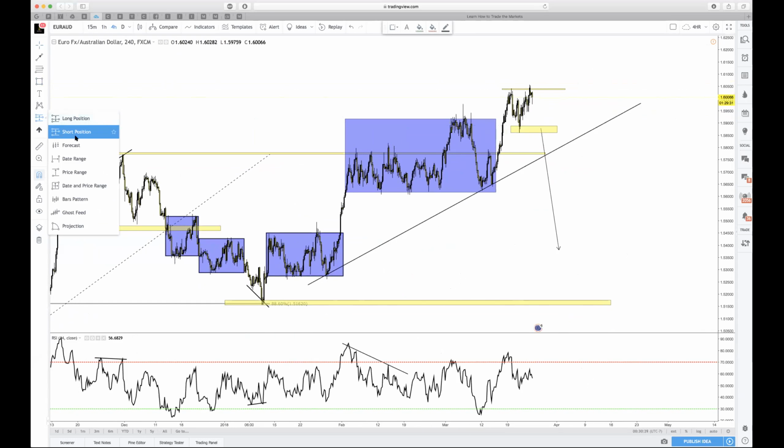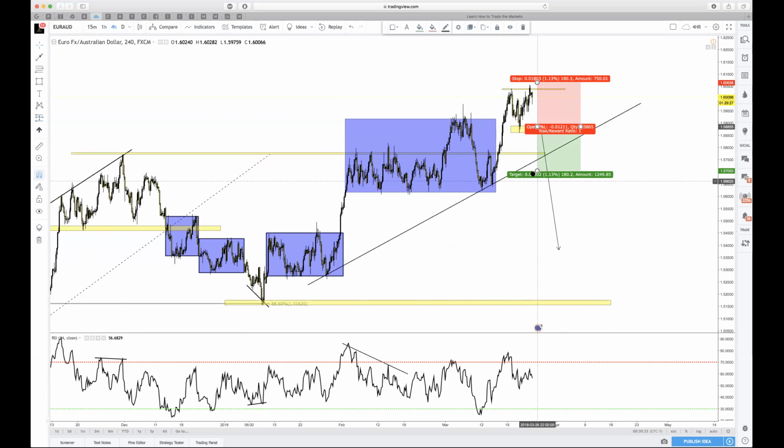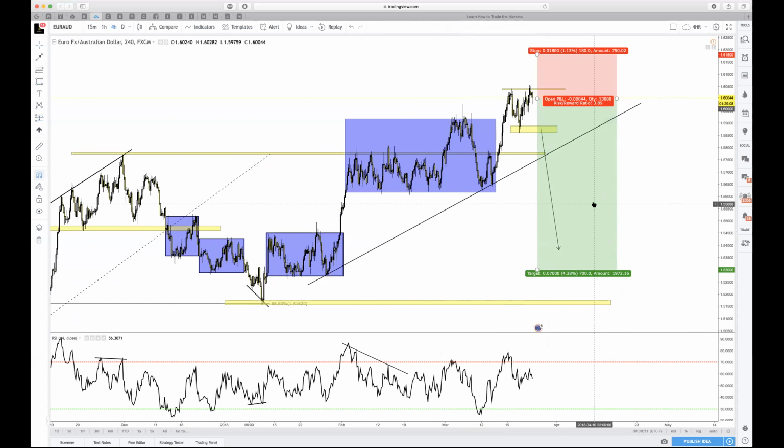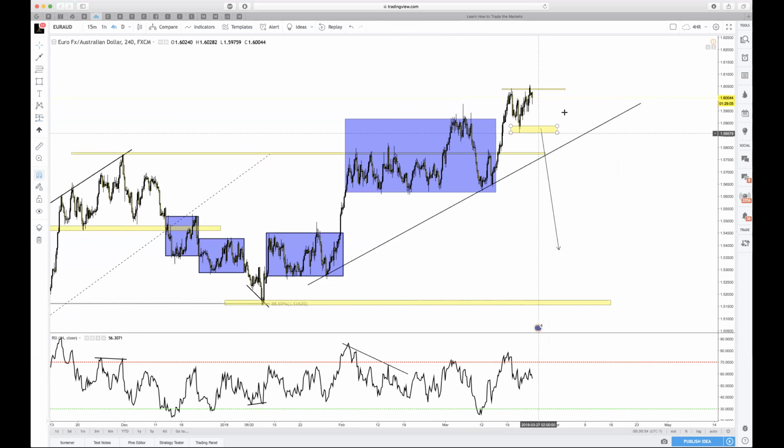My short position is going to go here. Stop loss is going to go there. My take profit is going to go all the way down. Guess what? That's the 4%, 1 to 4. That's 1 to 4, guys. But that's 1 to 4 risk reward, you know.